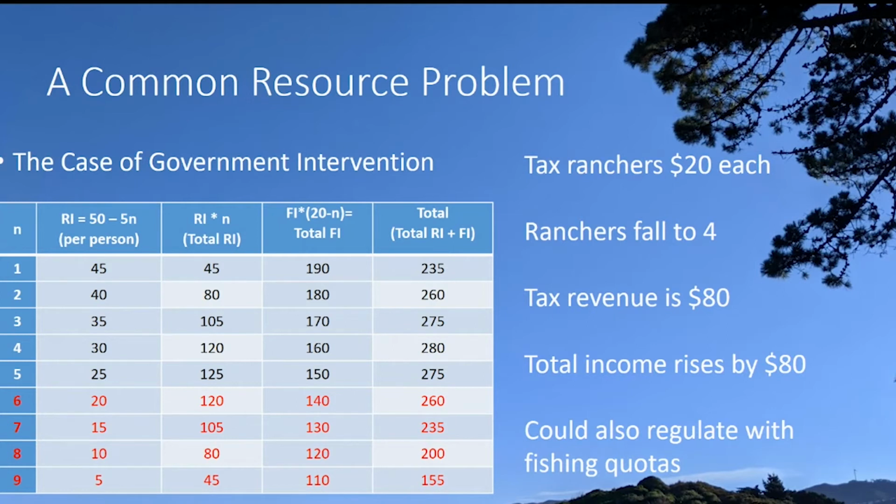Now, there are lots of different types of government policies that can be used here, but I'm going to introduce a very simple one that's going to work in our particular situation here. So here's the policy. The government's going to come along and just say, we're going to place a tax of $20 for every rancher that's operating. So if you're a rancher, you've got a $20 tax you've got to pay the government. If you're a farmer, no taxes are being collected.